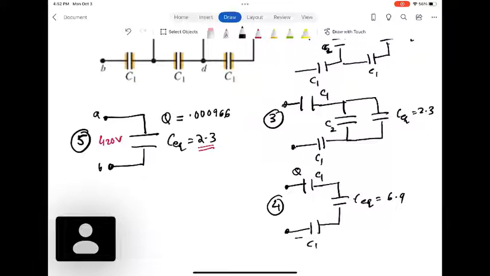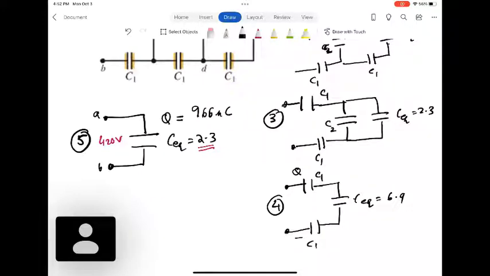Actually, what we could do is, instead of working with coulombs, we can probably work in microcoulombs. If you just do 420 times 2.3, you get 966 microcoulombs. So that might be a little bit easier. So 966 microcoulombs, I mean. All right. So the same charge, 966 microcoulombs, is going to be on C1, C equivalent, and C1 in diagram 4, because they're all in series.